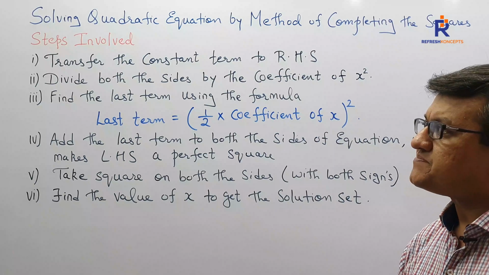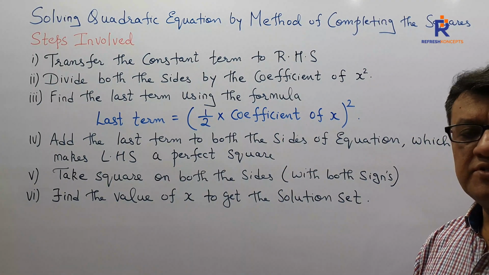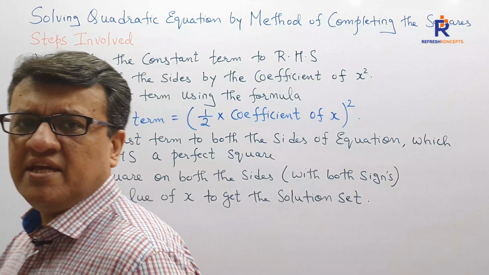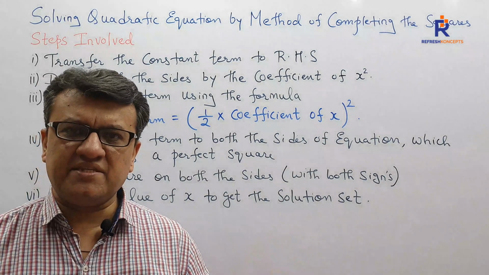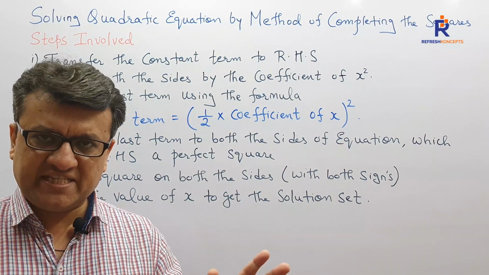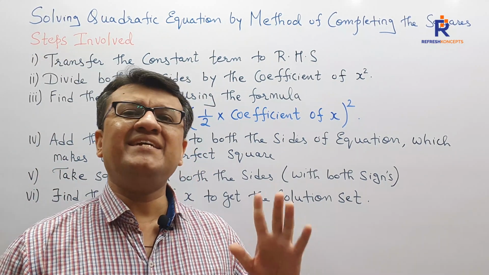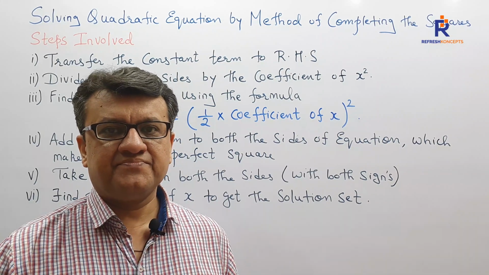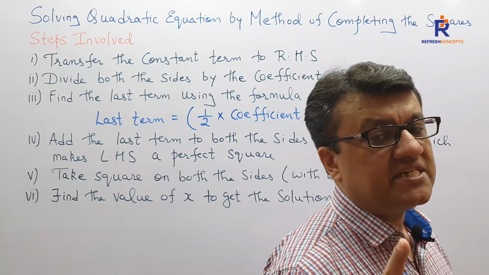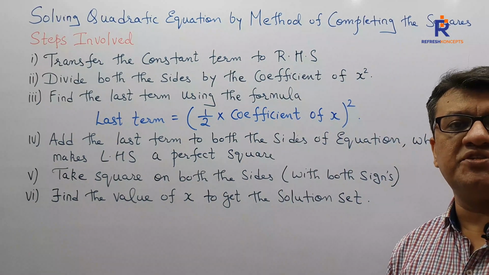Steps involved. First step, transfer the constant term to the RHS. So we are very much aware by this time that a quadratic equation has a constant term. Say for example, 3x square plus 5x plus 8 equals to 0. Then 8 is regarded as a constant term. Right? So step number 1, transfer the constant term to the RHS.